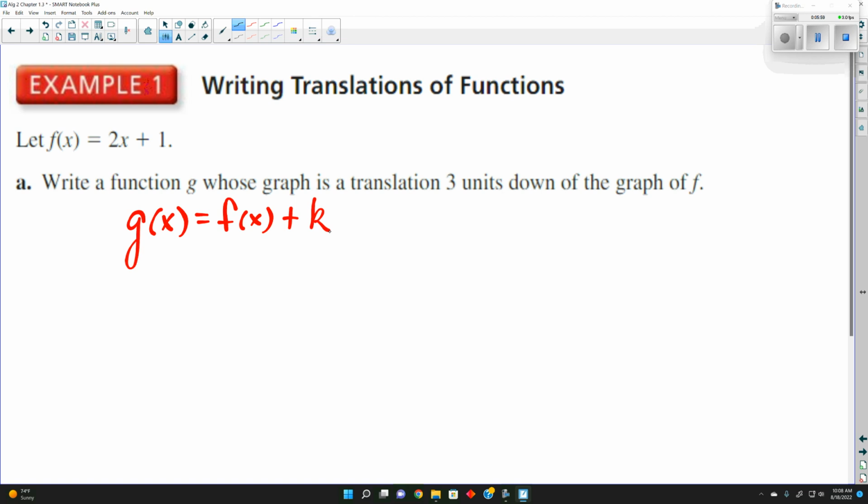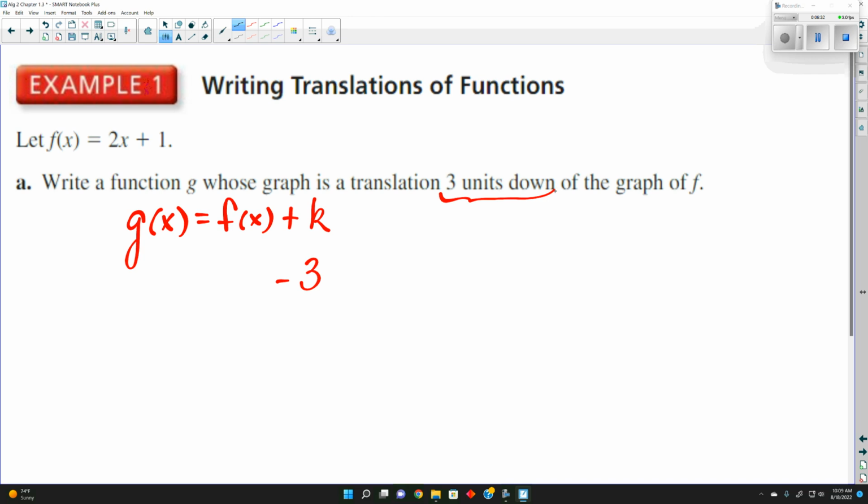Now, how far are we moving? 3 units down. So when we go down, for this here, the value of k is 3, because that's where we're moving. But would it be positive or negative? Negative, because if we go down, it is negative. If we go up, it would be positive. So really, we are minusing 3. Well, this here, because up and down is exactly as we see it. So 3 units down is going to be minus 3.